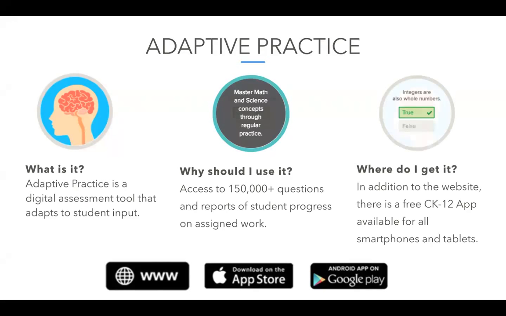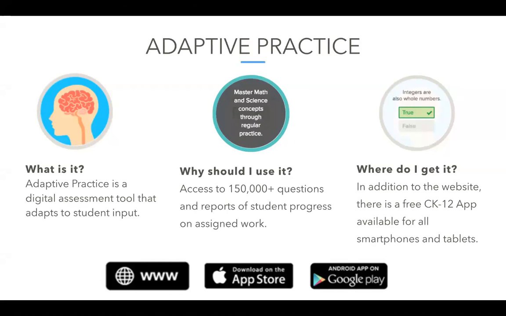And you can find it through any concept page or the adaptive practice icon on the main page. Or if you're using something like Canvas and Schoology, through that platform. And then also there's a free CK-12 app that's available for all smartphones and tablets. And that tool provides the ability for students to practice at their own pace on any electronic device they have, whether they're in school, at home, on the bus, or on the way to a game.